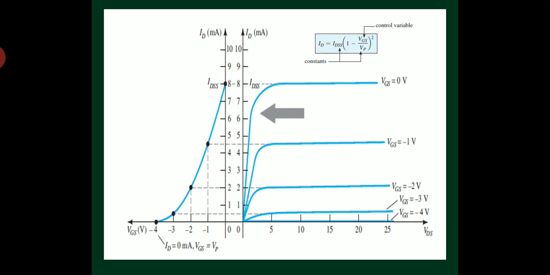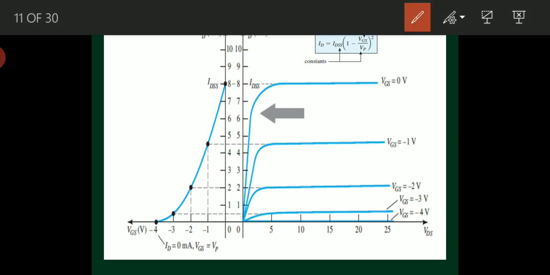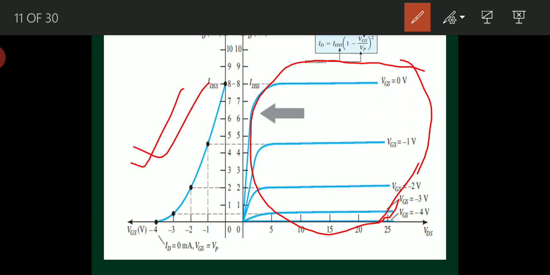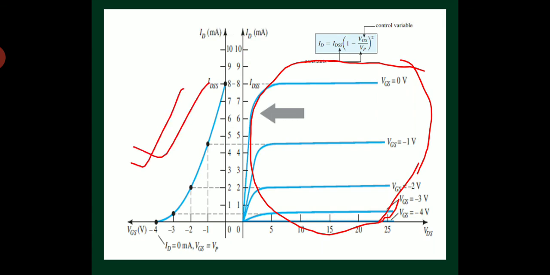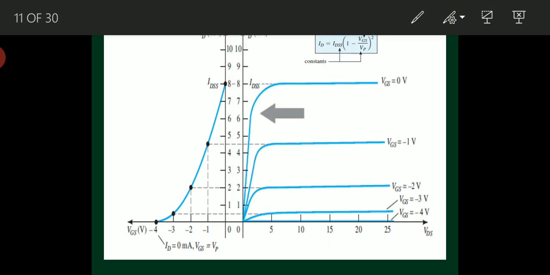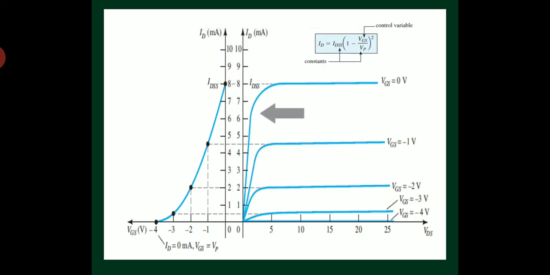Transfer characteristics of a JFET can be drawn with the help of drain characteristics. These are drain characteristics, as we have seen, and this is the transfer characteristics. Drain characteristics are drawn between drain voltage and drain current, with the input voltage held constant at different levels.